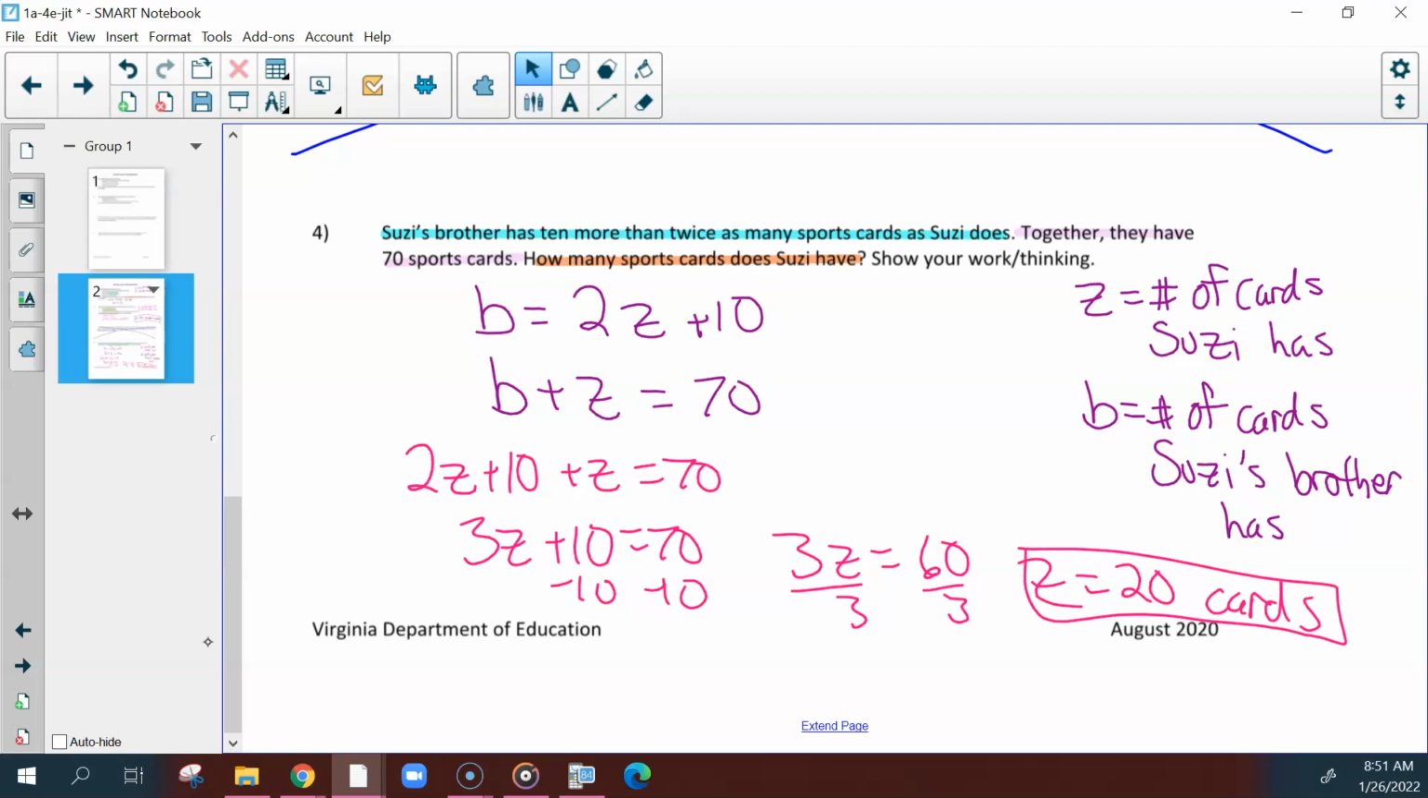To set up your other one, again, think backwards. If I know the amount Susie has, and I multiply it by 2, and then I add 10 to it, I would get the amount Susie's brother has. So it should be B, or the brother, equals the equation.